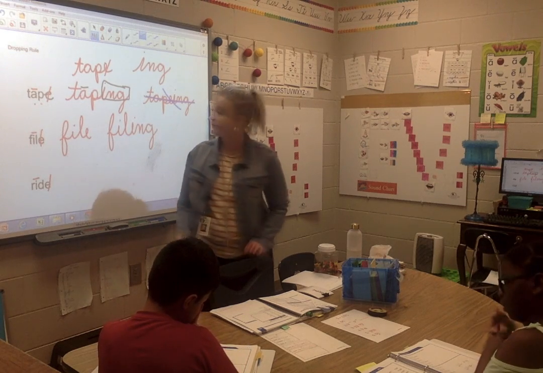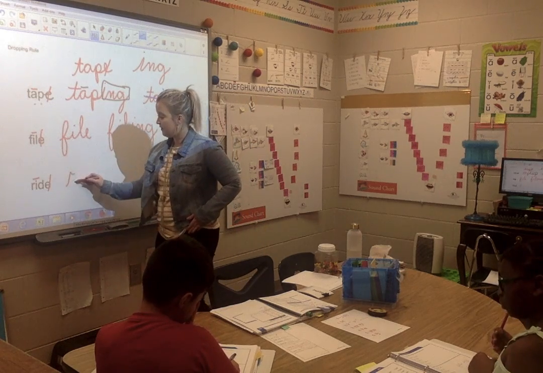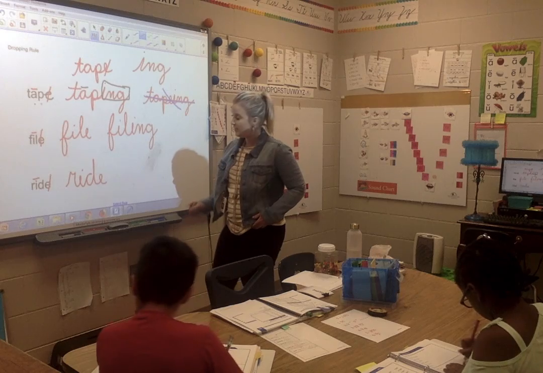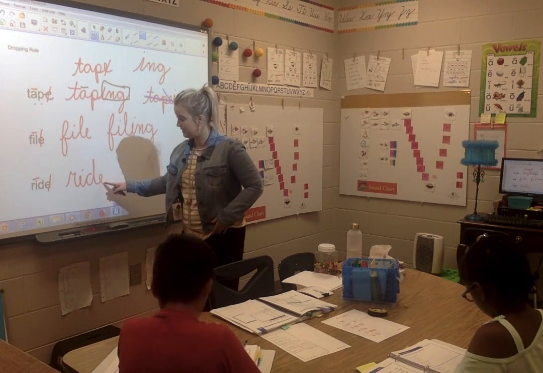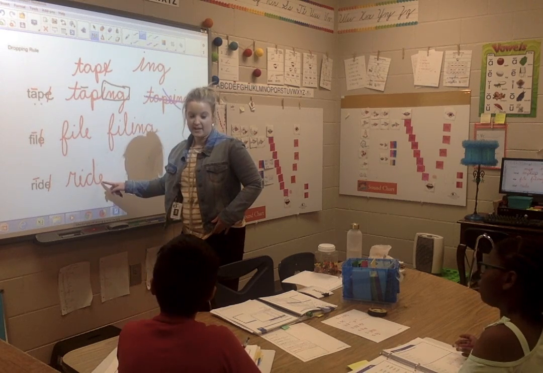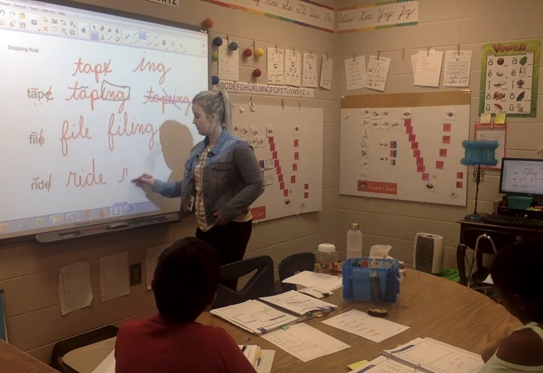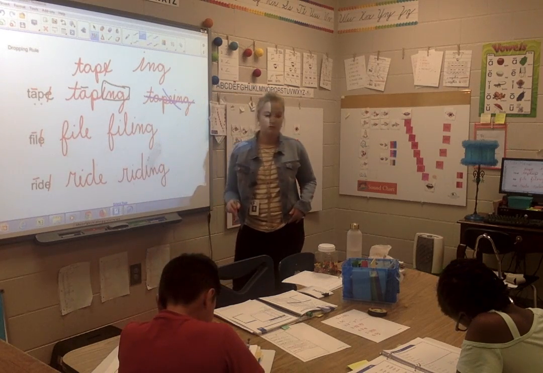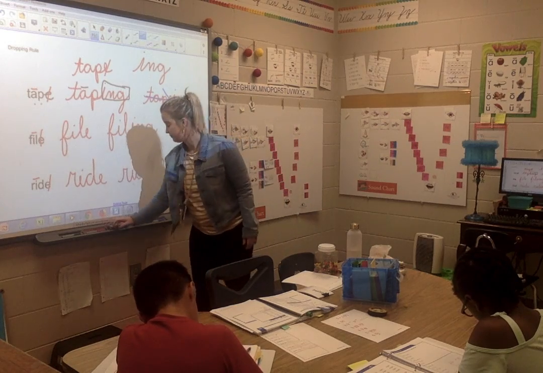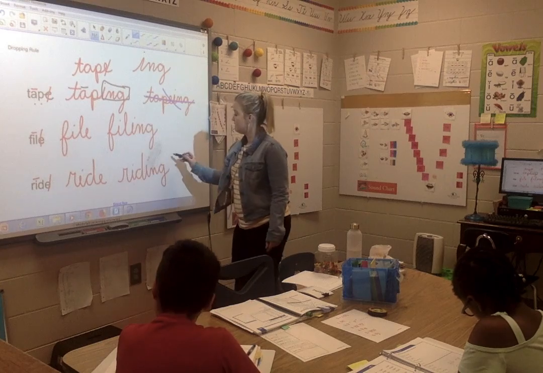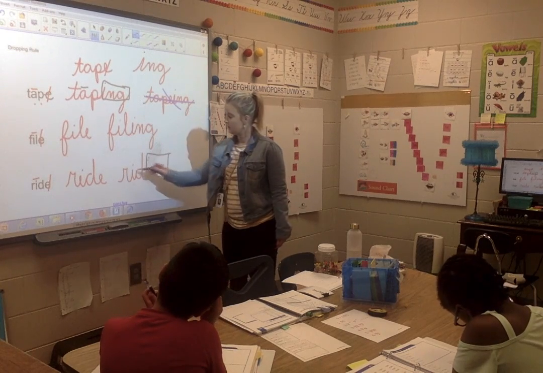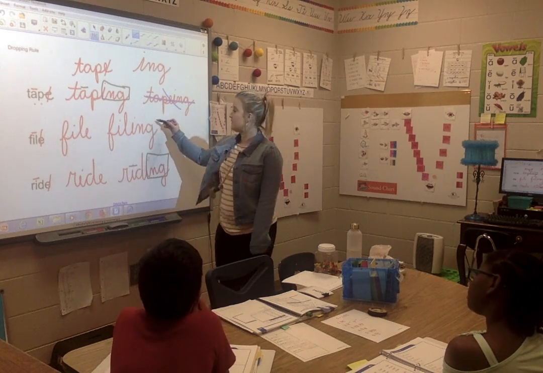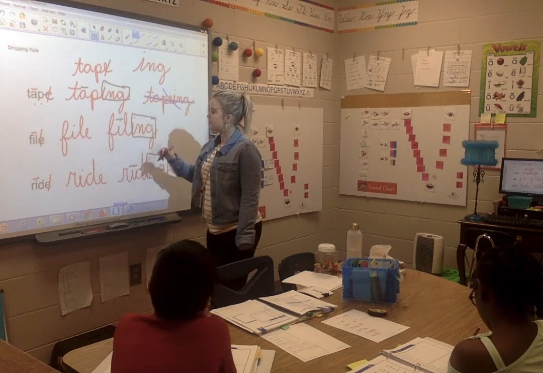Same thing here at ride. I have R-I-D-E, my word is ride. If I'm making riding, because I have that vowel consonant E, my E is silent, I'm going to have to drop the E to add my vowel suffix I-N-G. So R-I-D-I-N-G, my word is riding. And I can still code box and vowel suffix ing. My vowel is long. Because it was vowel consonant E, my word is riding. Same thing in filing. Box and vowel suffix ing. My I is still long for filing.